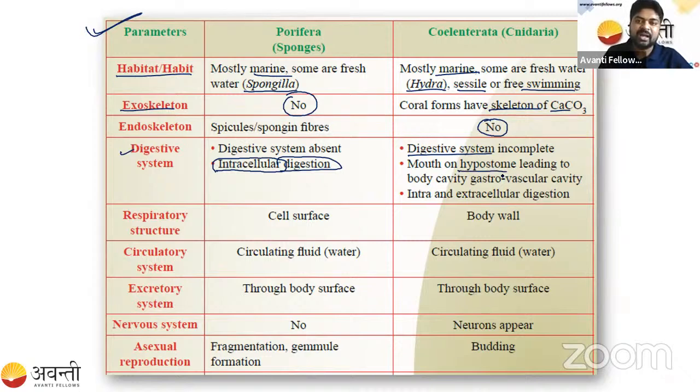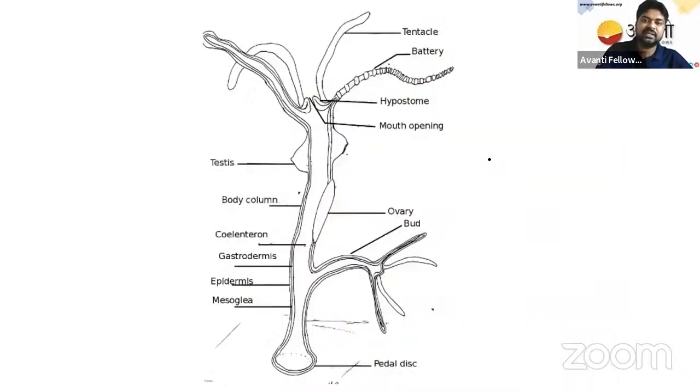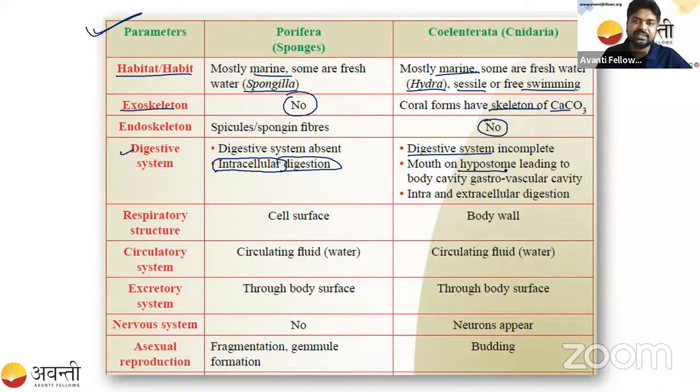Then what is meant by hypostome? Okay, so you can see this is the diagram of Hydra, and here you can see the hypostome. So this portion is known as the hypostome. This is the mouth opening of the Hydra. So here, mouth on hypostome leading to body cavity, the gastrovascular cavity. That means from this hypostome the gastrovascular cavity starts.